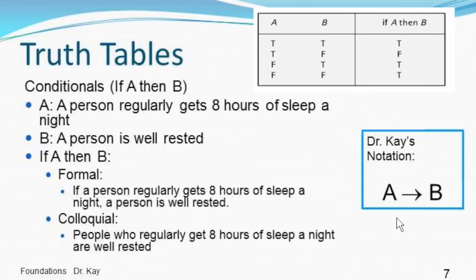Here's the truth table for if A then B. Sometimes people call this conditional or implies. We'll use this arrow notation. Again, a very common notation, even though your book isn't using it.